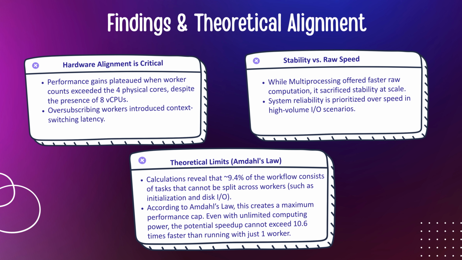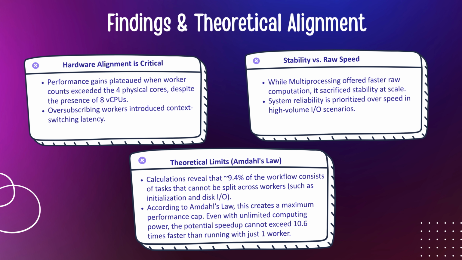Second is theoretical limits. Using Amdahl's law, we calculated that about 9% of our pipeline is strictly sequential, like reading the file list. This means no matter how many processes we add, we can never speed up the process more than 10 times. Finally, stability versus speed.